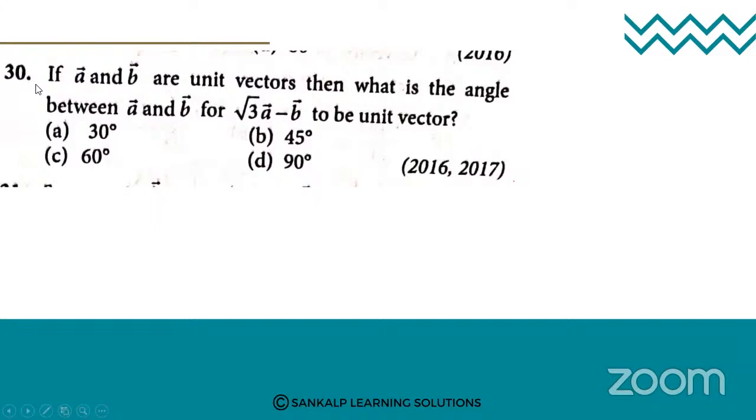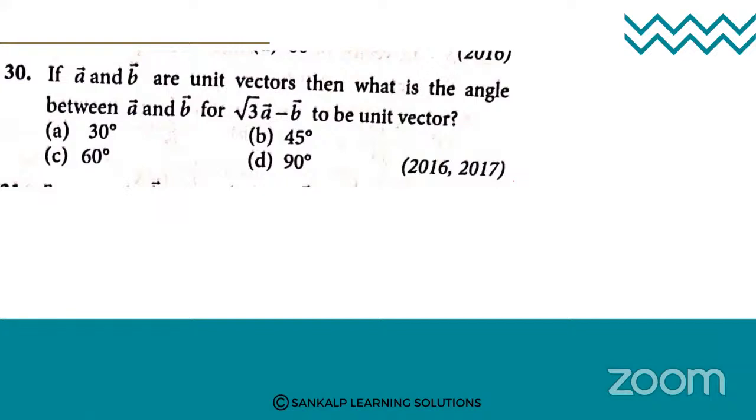Next example. If A and B are unit vectors, then what is the angle between A and B for root 3A minus B to be a unit vector? So if this should be a unit vector, then what must be the angle between the unit vectors A and B? It's already given that A and B are unit vectors only.